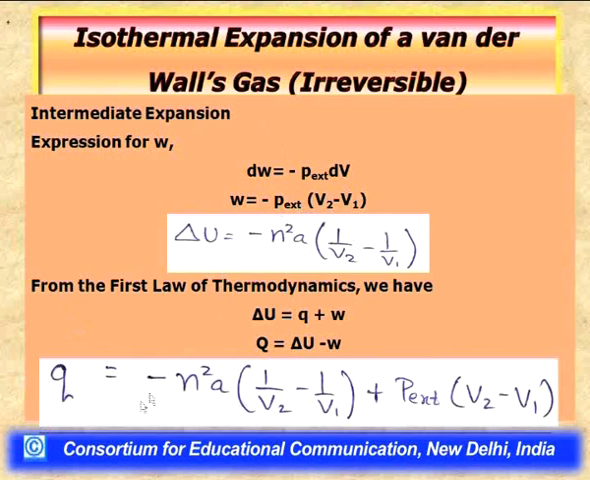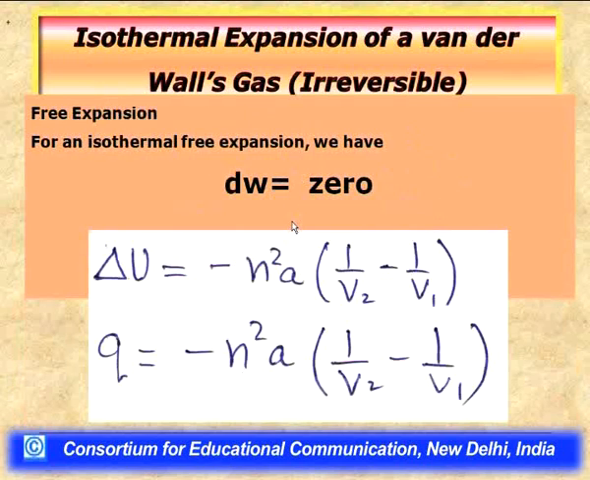Now, what is the heat involved? That is equal to the change in internal energy, from which is subtracted the amount of work, that is minus P ext (V2 minus V1), which becomes plus P ext (V2 minus V1). So, for the irreversible process the quantity of work involved will be lesser, but the expression will be given by W equal to minus P ext (V2 minus V1).